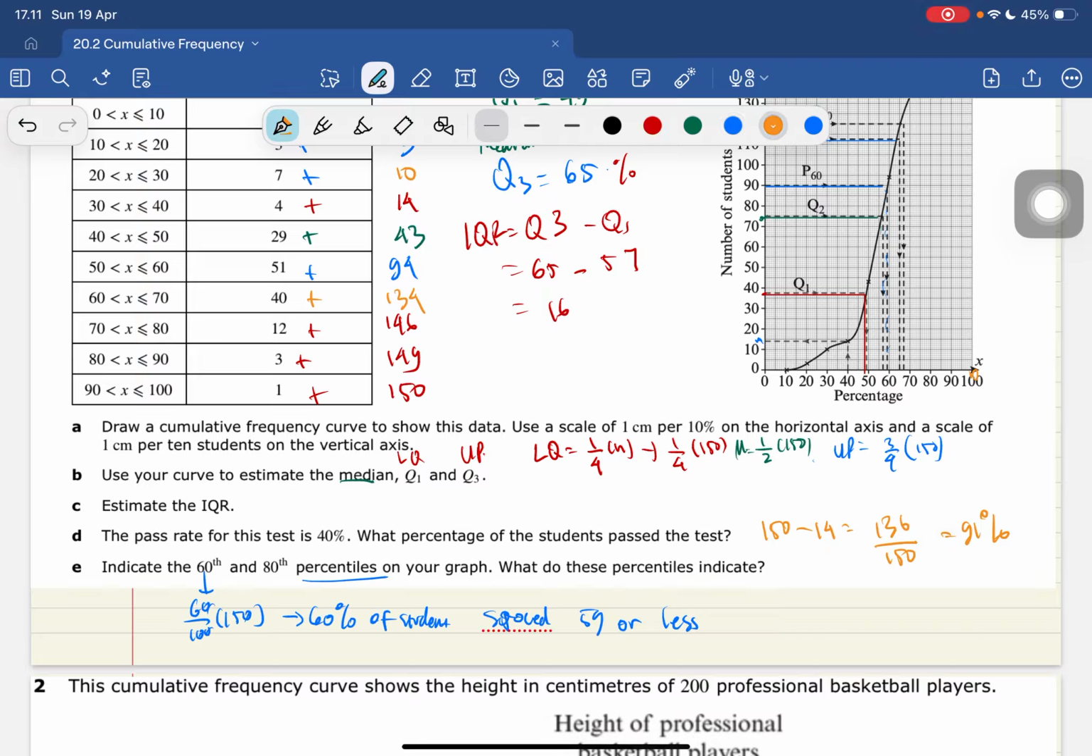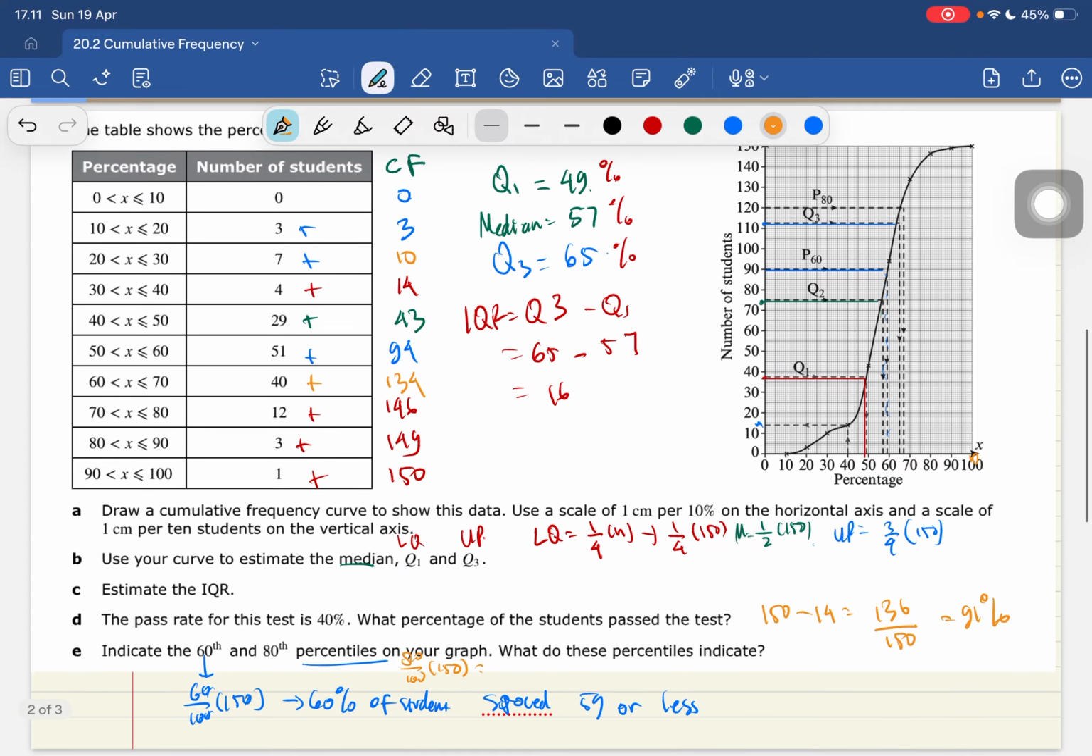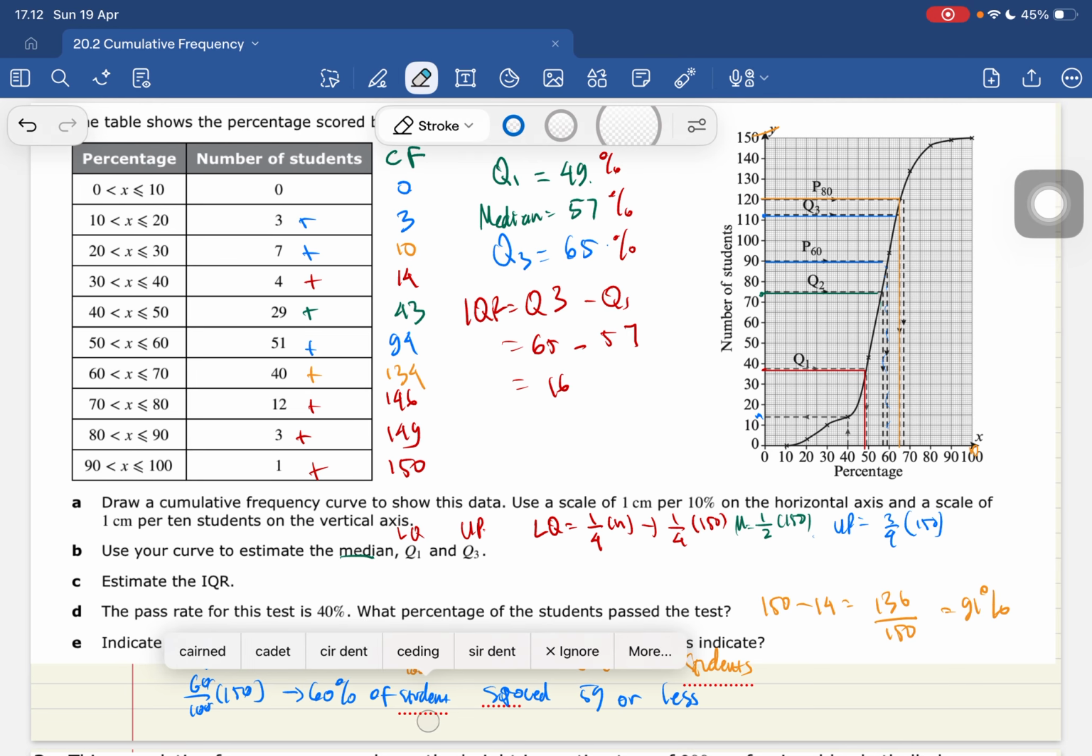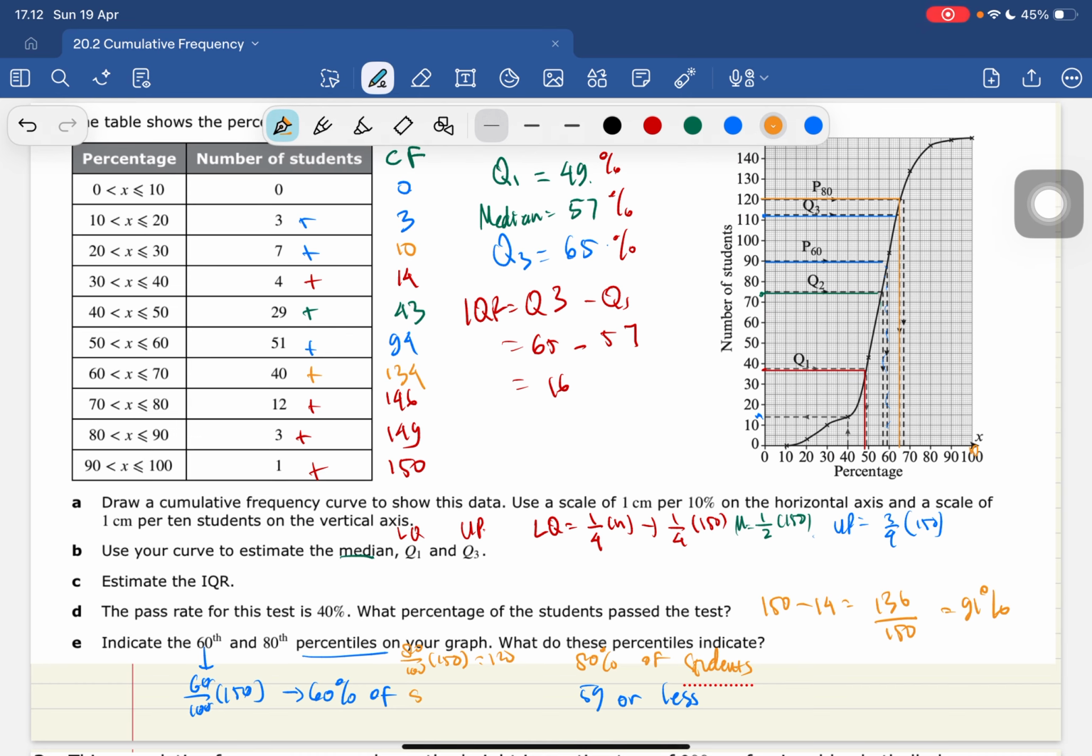Now the 80th percentile is 80 over 100 multiplied by 150, so it's going to be 120. So here 120, going down here. So for the 80% of students, let's write student score. You can see from here it is 67 or less.